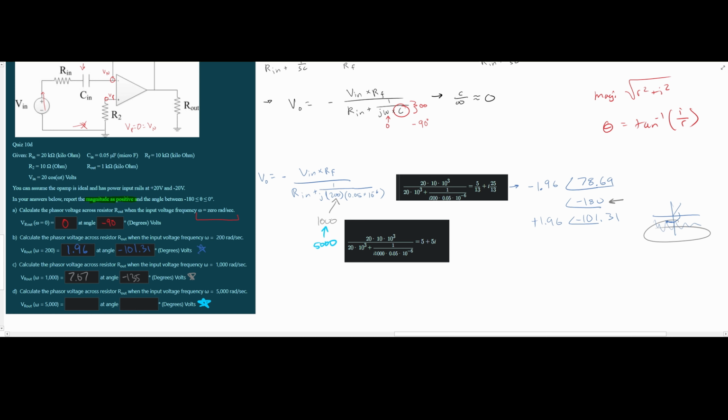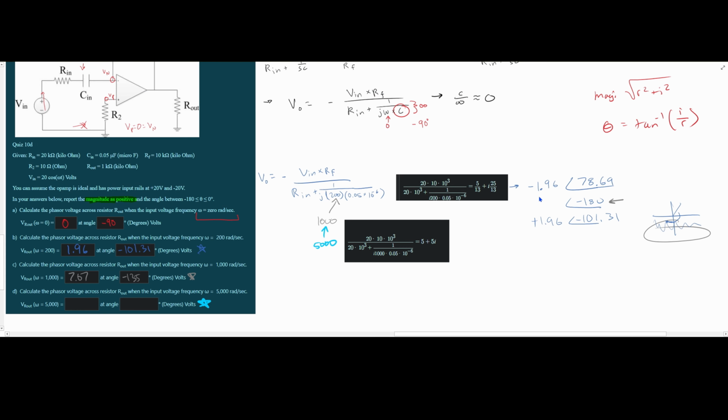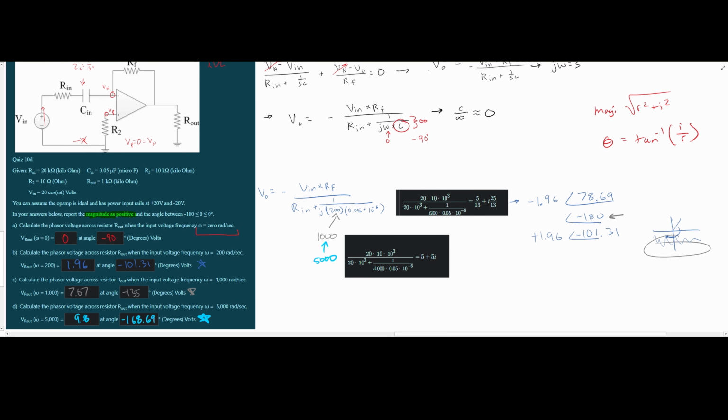And so plugging in 5000, we're going to get the rectangular form, which is this. Then we're going to change it into the polar form, which is up here. Have to subtract 180 from the angle, and then make the magnitude a positive, and we're going to get 9.8 at an angle of negative 168.69 degrees, and that's in volts. And so that is how we would look at this problem.